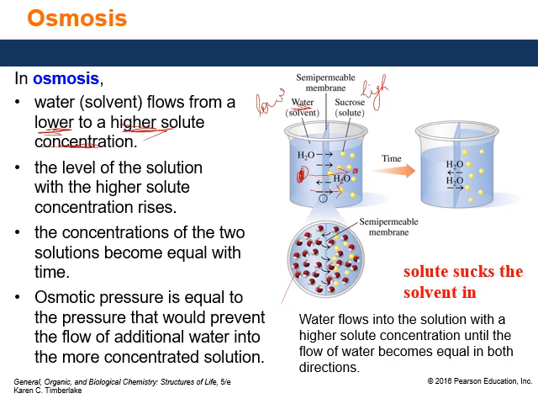Okay, and what controls when this stops? This is stopped by osmotic pressure, which is equal to the pressure that would prevent the flow of additional water into the more concentrated solution. So at some point the pressure that is building up right here because of this difference is going to stop more water from entering in, and this is called the osmotic pressure.